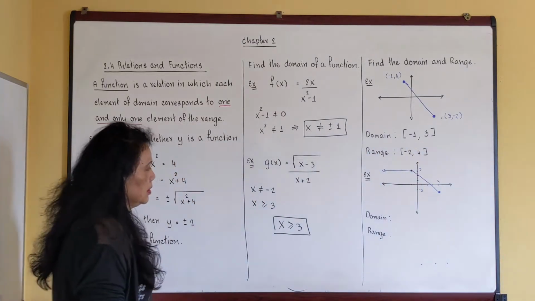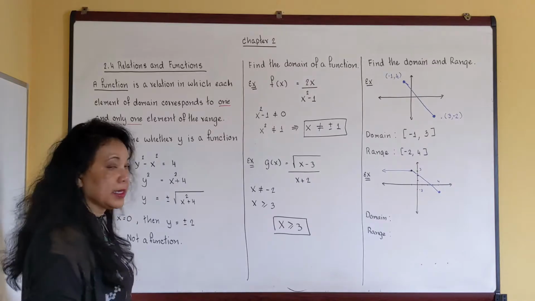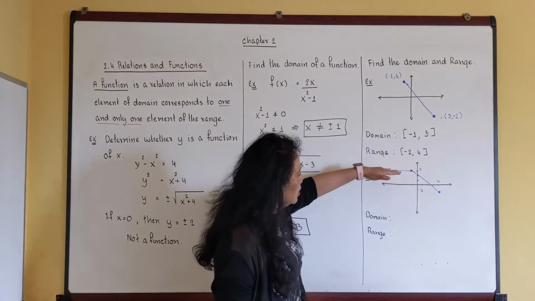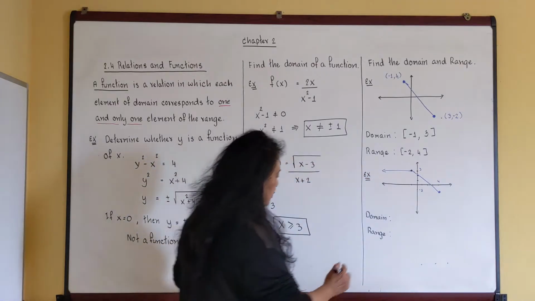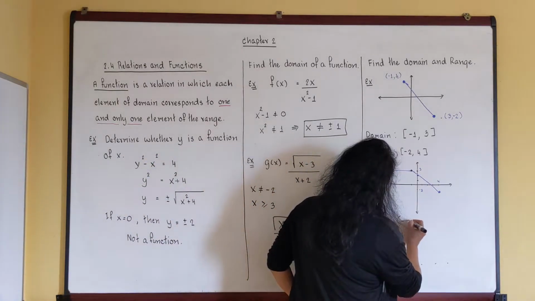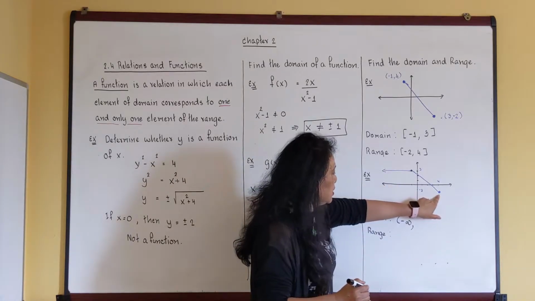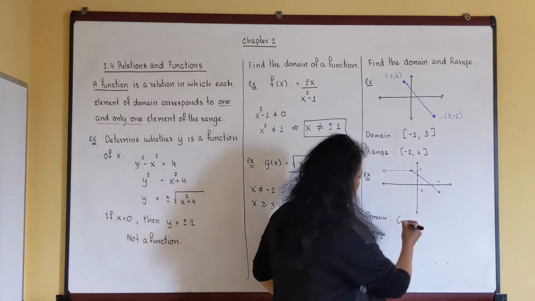Now let's look at the next graph. Domain, again domain is the horizontal. Horizontal, you start from -infinity up to this point here, which is x is 4, including 4.